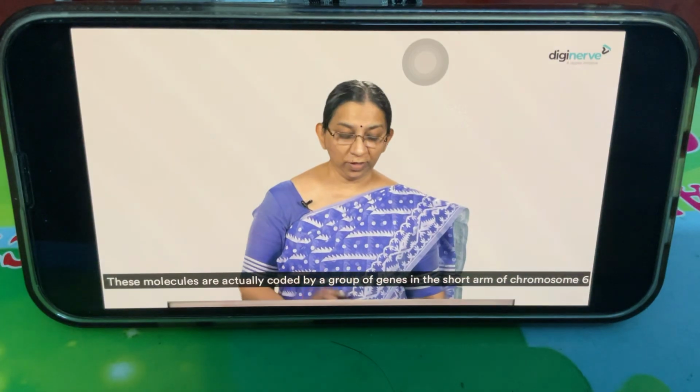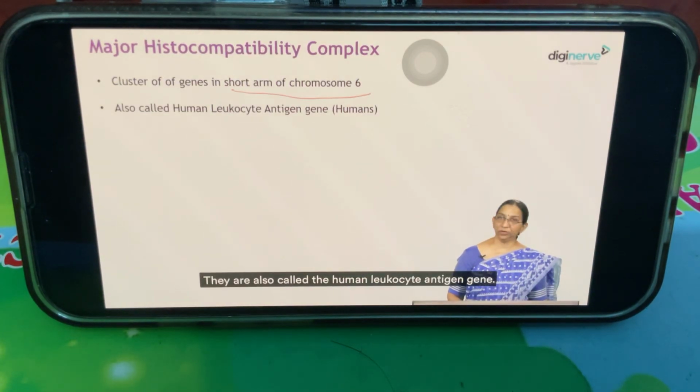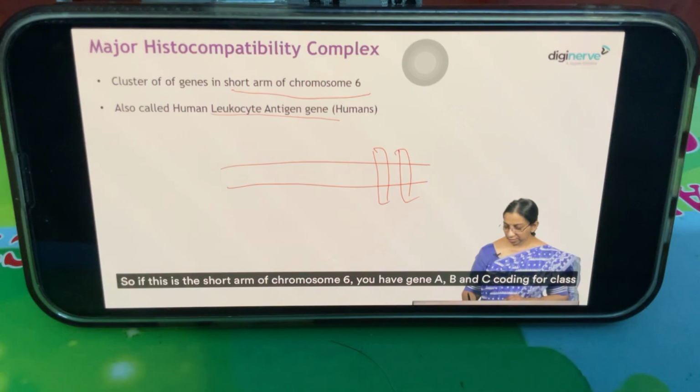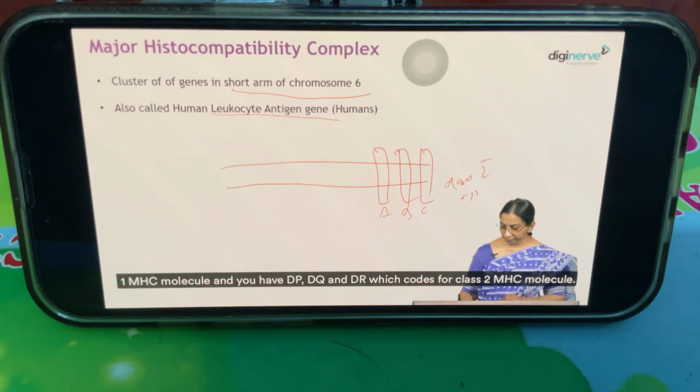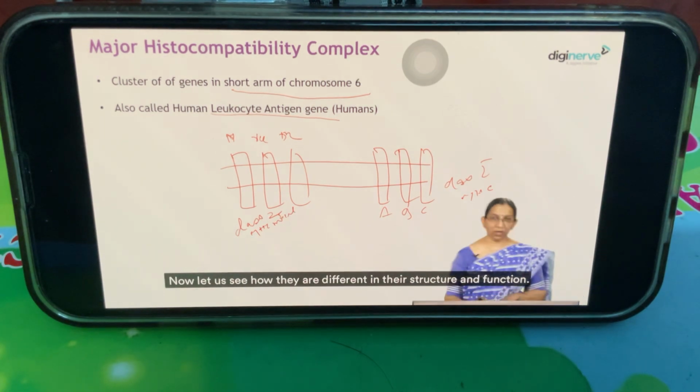These molecules are actually coded by a group of genes in the short arm of chromosome 6 in human beings. They're also called the human leukocyte antigen genes. So if this is the short arm of chromosome 6, you have genes A, B, and C coding for class 1 MHC molecule. And you have DP, DQ, and DR, which code for class 2 MHC molecule. Now let's see how they are different in their structure and function.